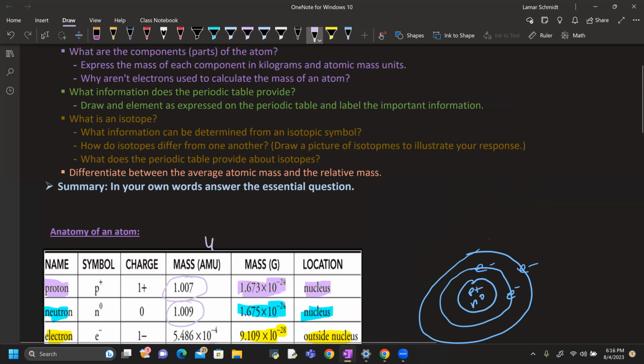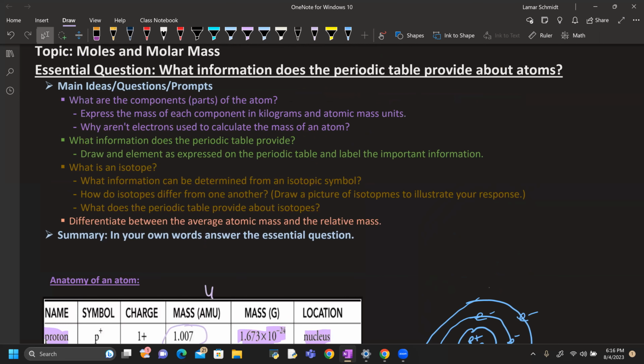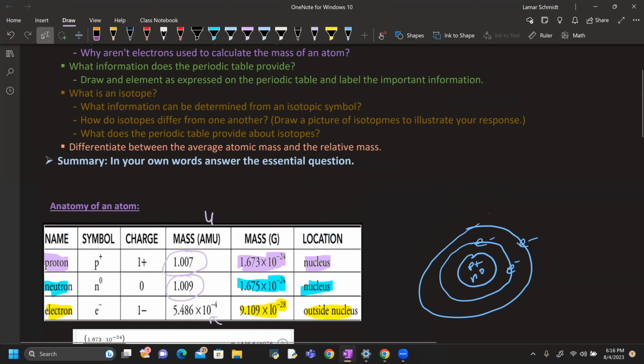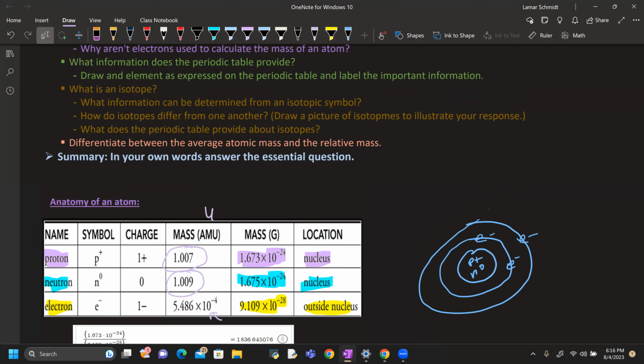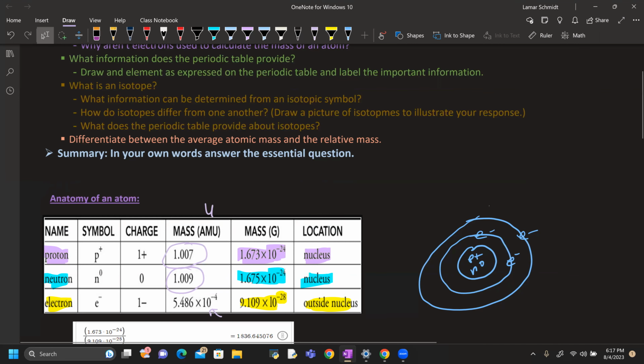Okay, so let's see if we answered the question. What are the components or parts of the atom? We said those are the proton, neutron, and electron. We were able to express the masses of the proton and neutron in grams and atomic mass units, and also the mass of the electron. We notice that the mass of the electron is significantly less than the mass of a proton and of a neutron, and therefore the electron is not used to determine the mass of an atom.